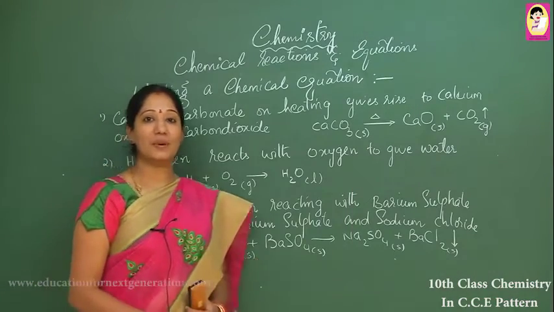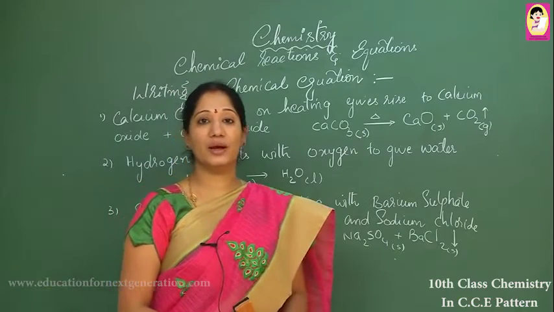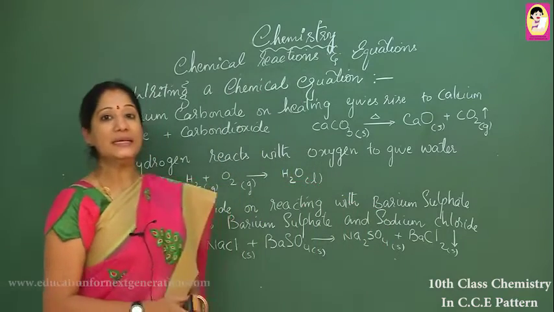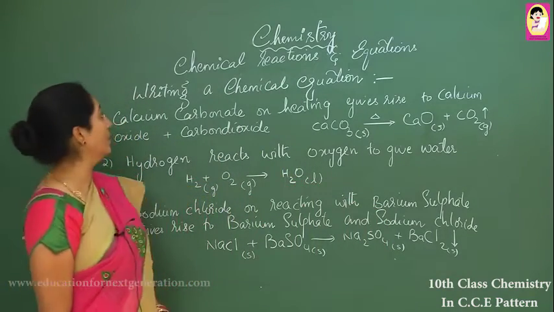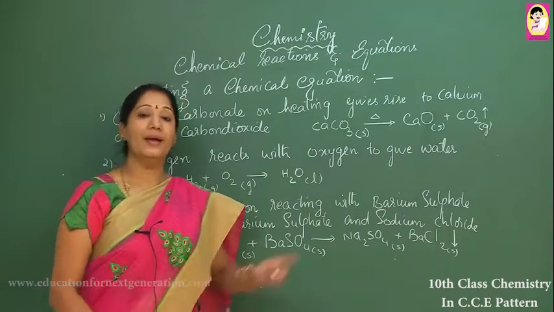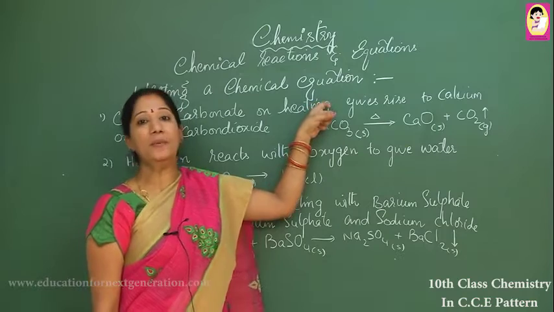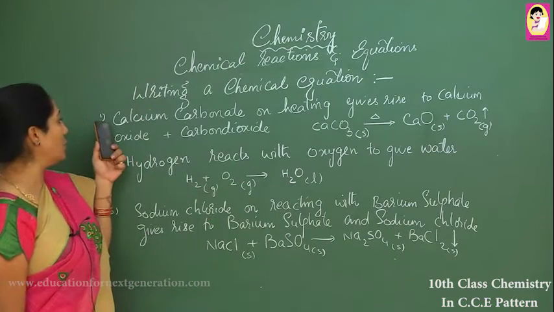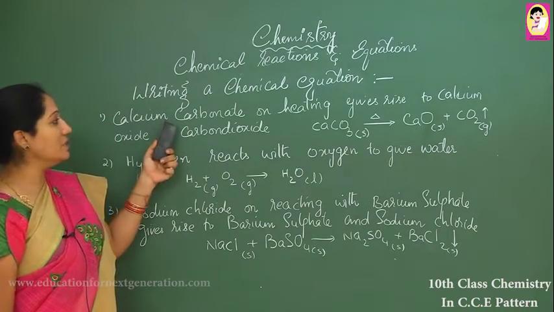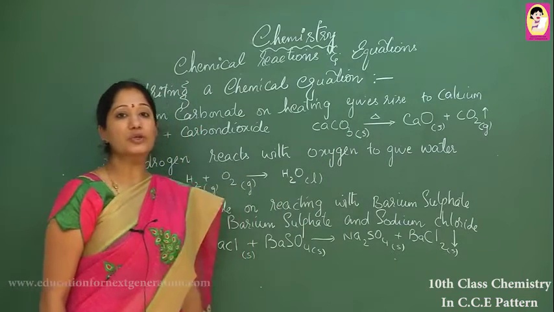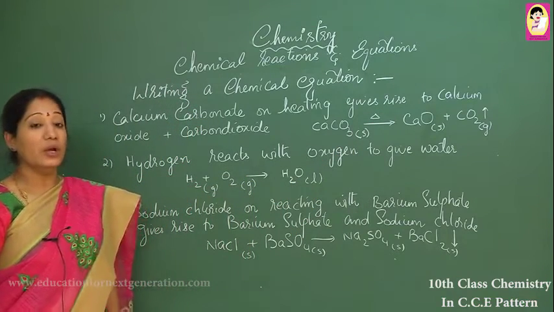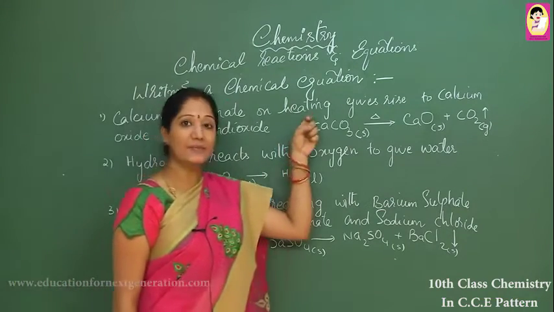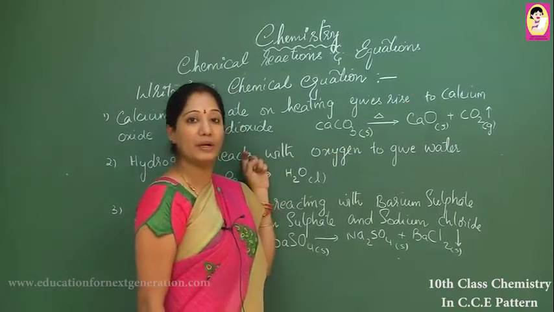Till now we have discussed chemical reactions, and how they are changing, that is, how a reactant is converted to a product. Now let us see the chemical reaction in terms of a chemical equation. A chemical equation is a mathematical representation of a chemical reaction. Let us take the example of the reaction of calcium carbonate, which on heating gives rise to calcium oxide and carbon dioxide.